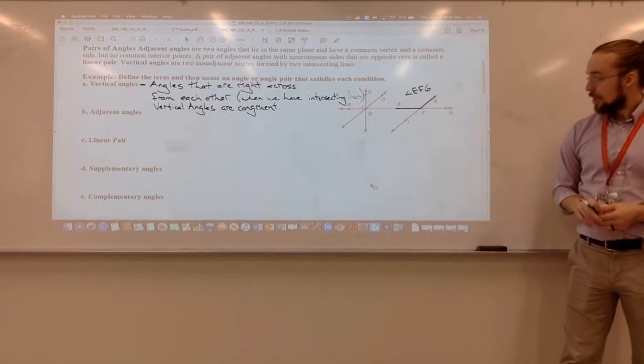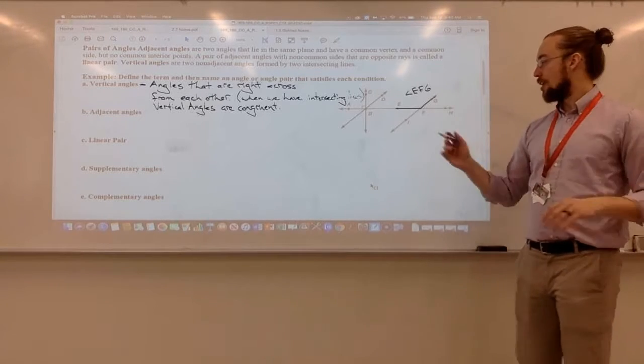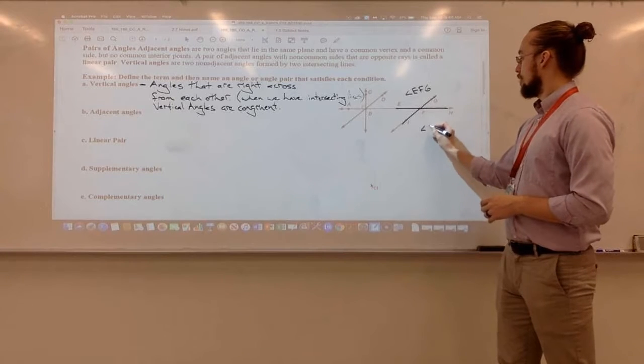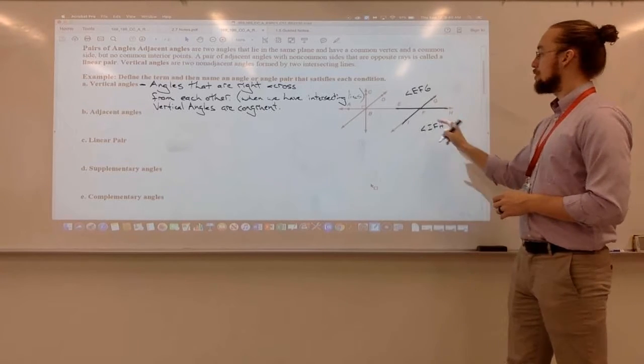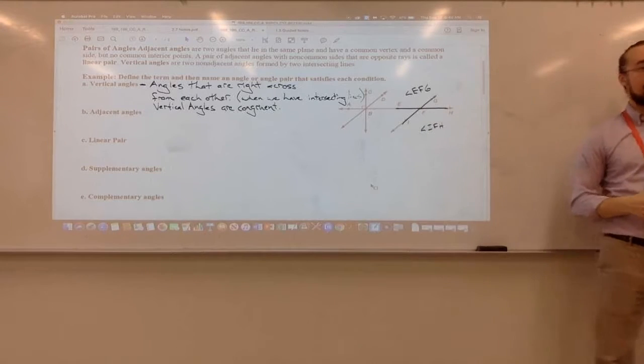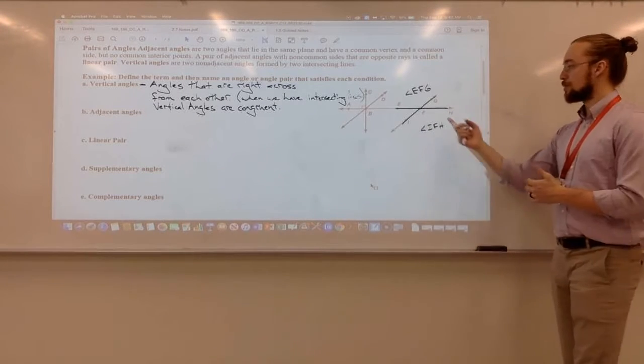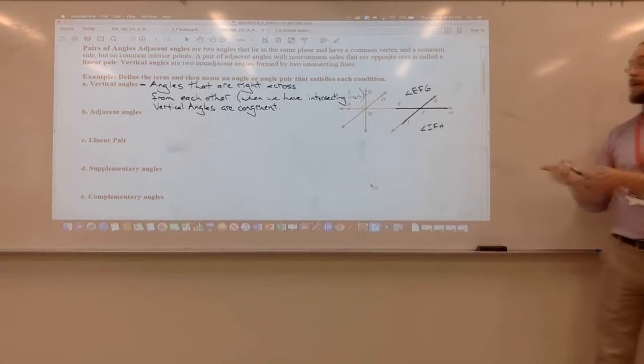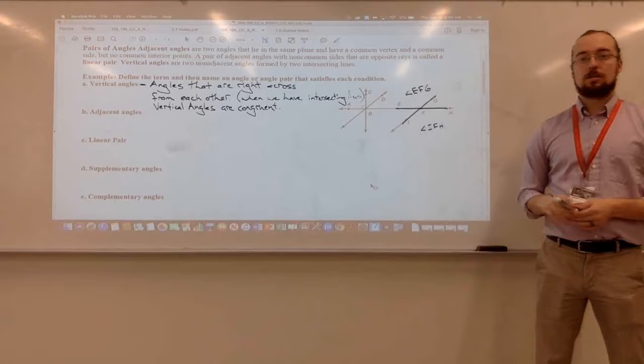JFH. Yeah, I think it's an I, but yeah, this one right here. Angle IFH. That would be an example of a pair of vertical angles. Angles that are right across from each other when we have a pair of intersecting lines. Somebody give me another example.